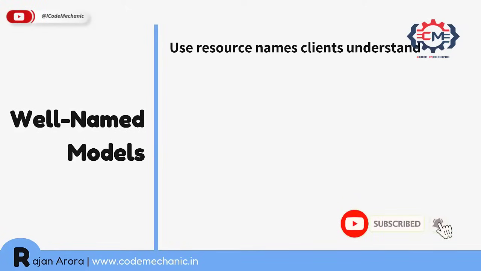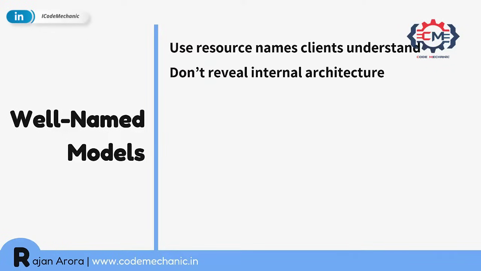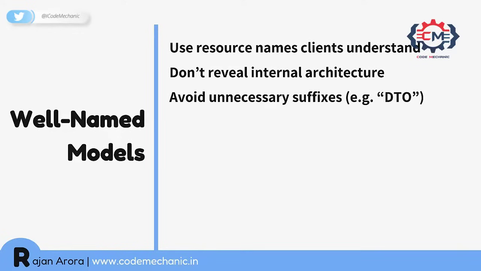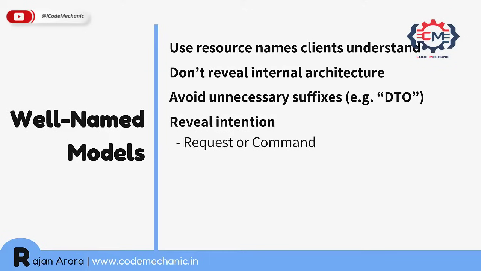When we talk about well-named models, they should use resource names that clients understand, not internal names if there is a difference. They should not reveal internal architecture such as database concerns. They should avoid unnecessary suffixes like DTO. It is okay in your C# code if you want to refer to a certain model as a DTO, but don't let that be exposed to the client of your API. Models that do not map directly to the resource representations may use suffixes that can help to make their intent more clear, such as request, command, response, or result.